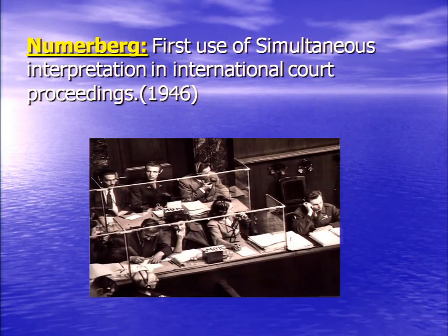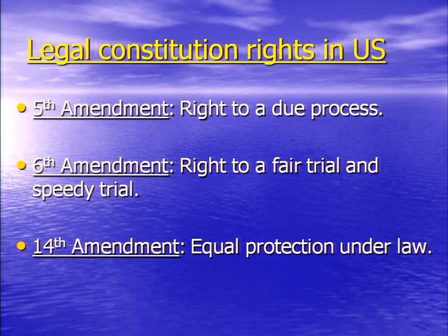So let's start. That's the brief history of court interpreting. The first use of simultaneous court interpreting in an international setting was at the Nuremberg trial, and that was in 1946. Does anybody know about the Nuremberg trial? Okay, with the Nazis and things. Here in the US, the Constitution gave a lot of legal rights. The Fifth Amendment gave us the right to due process, muhakama adila. The Sixth Amendment as well, the right to a fair trial and a speedy trial. The 14th Amendment as well, equal protection under the law.